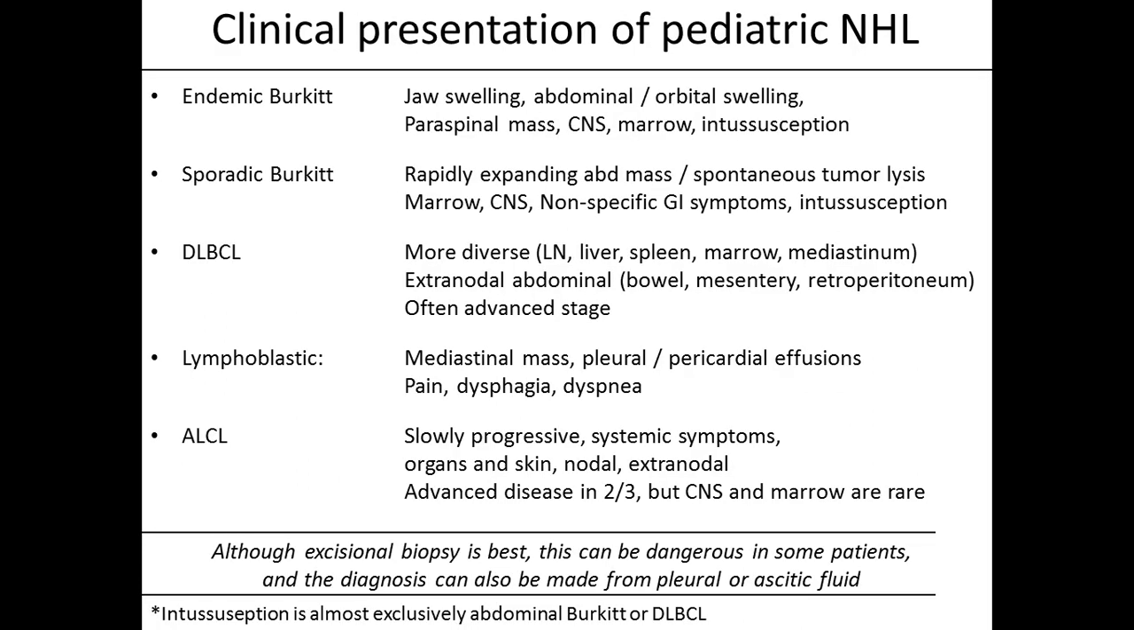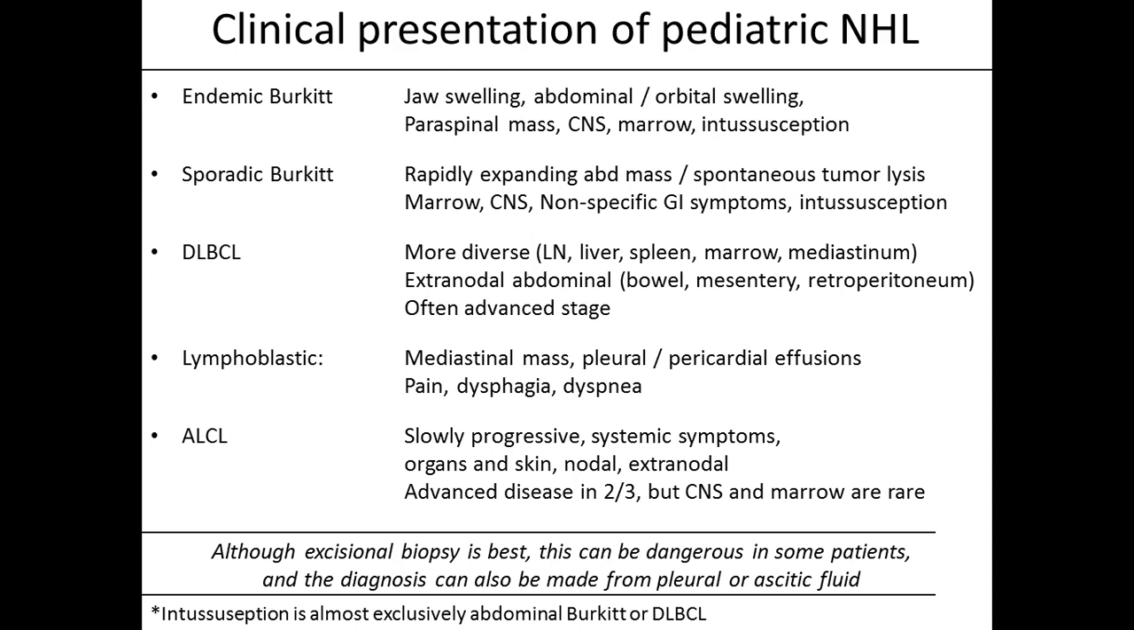I've already talked about the presentation of endemic Burkitt and sporadic Burkitt, but this is your comparison slide between the different non-Hodgkin lymphomas. Diffuse large B-cell tends to present a little bit more diversely. It can involve lymph nodes, liver, spleen, marrow, mediastinum, and often it is extranodal abdominal, so it can involve the bowel and the mesentery and the retroperitoneum. It's often advanced stage at presentation.